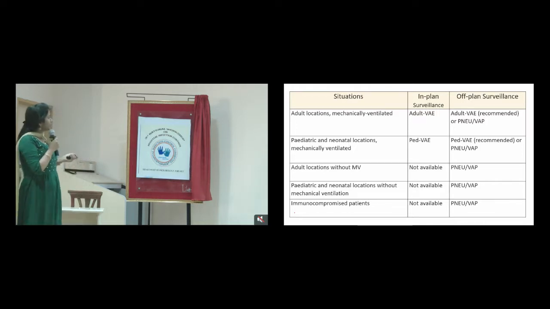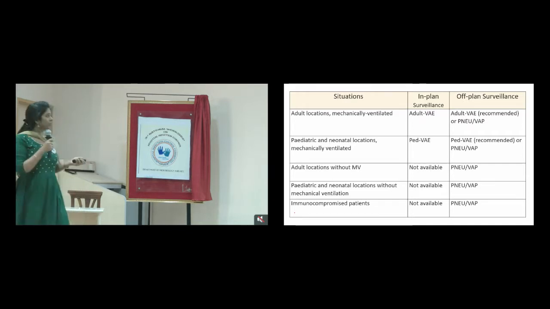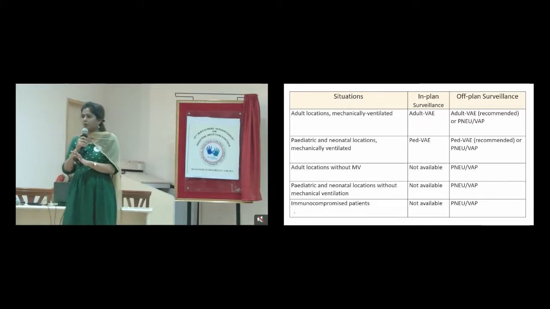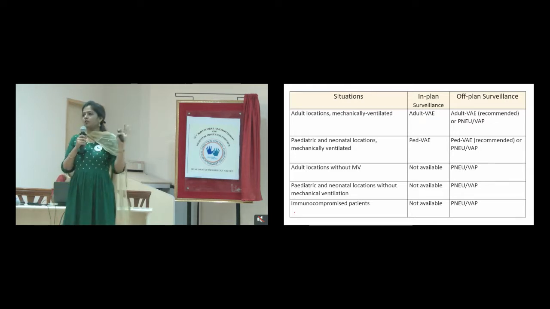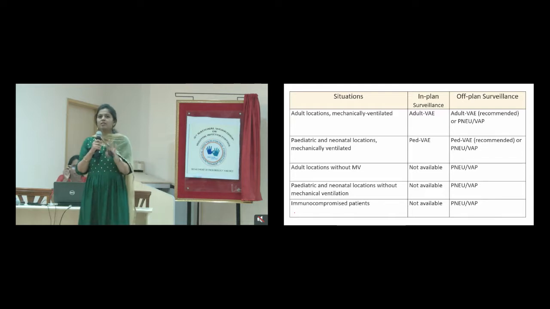Okay. Next is adult location without mechanical ventilation. Whenever you want to diagnose hospital acquired pneumonia, you can go for PNEU or VAP in all these conditions. That is, in adult and pediatric locations where the patient is not mechanically ventilated, or is immunocompromised, in-plan surveillance is not available. The option is to go for PNEU or VAP. Okay, is this clear? What to choose? The most recommended is following the ventilator associated event, both in adult and pediatric locations.